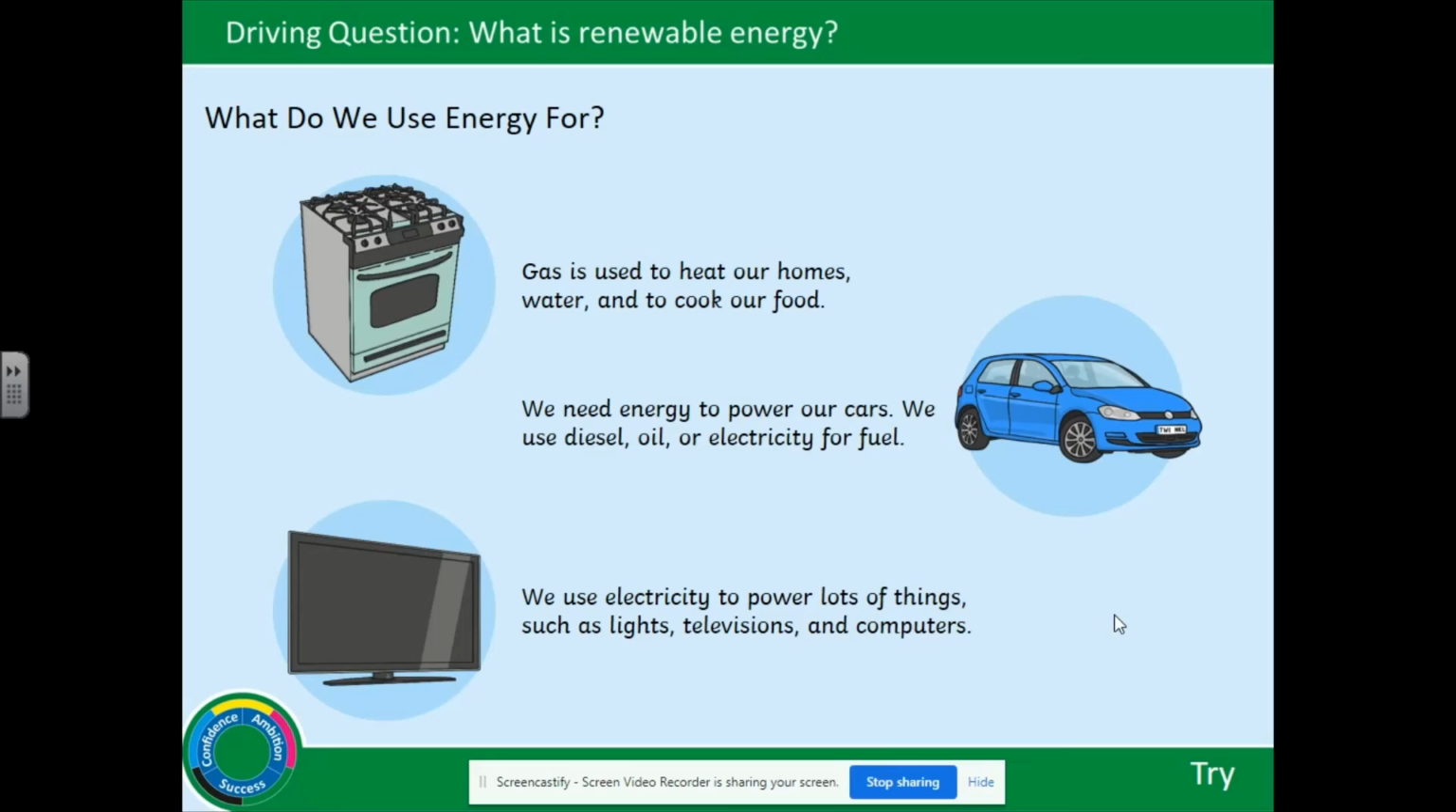Now it's your time. List a few more things that we might use electricity for that weren't listed here. So again, your job is to list a few more things that we use electricity or energy for.